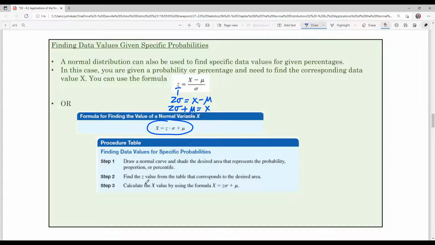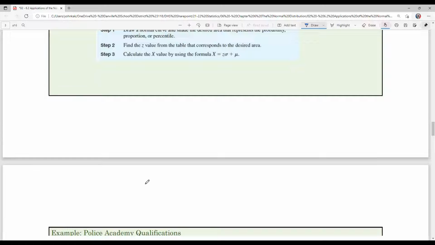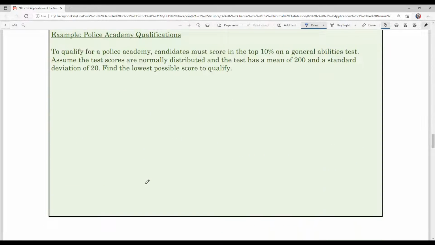And then step 3 is we're going to use this new modified formula to figure out what x is. So let's see how this works. To qualify for a police academy, candidates must score in the top 10% of a general abilities test. Assume the test scores are normally distributed and the test has a mean of 200 and a standard deviation of 20. Find the lowest possible score to qualify.